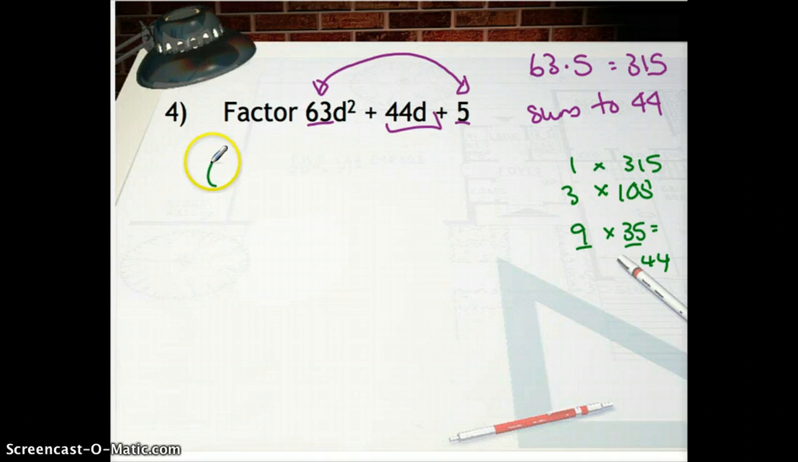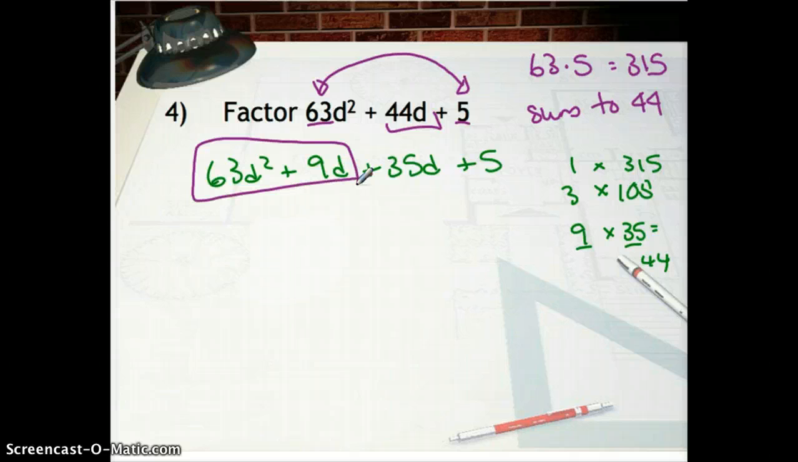And when I factor this, I'm going to say 63d squared plus 9d plus 35d plus 5. So you can see this still equals the same thing as the one above it, but I have 9d and 35d add up to 44d. Okay, so now I'm going to factor by grouping. So I'm going to grab my first two terms. And by the way, it's totally okay if you made that 35d plus 9d. It should still work out.